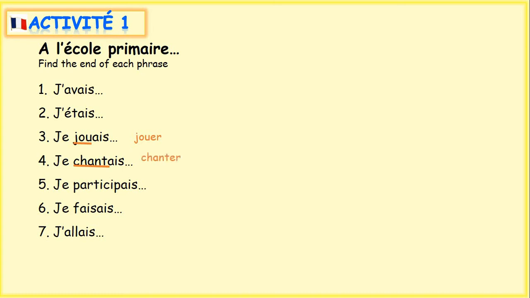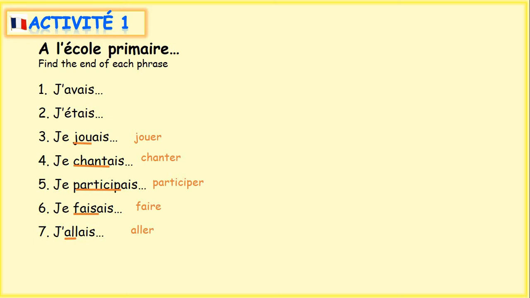Chante comes from the verb chanter, which is to sing. It looks a little bit like the word chant. So this is going to mean I used to sing. Participe comes from the verb participer. So we know it's going to be I used to participate. Fait comes from the verb faire. And we know that the verb faire is to do, and therefore it's going to mean I used to do. Al comes from the verb aller, which is to go, so this is going to be I used to go.